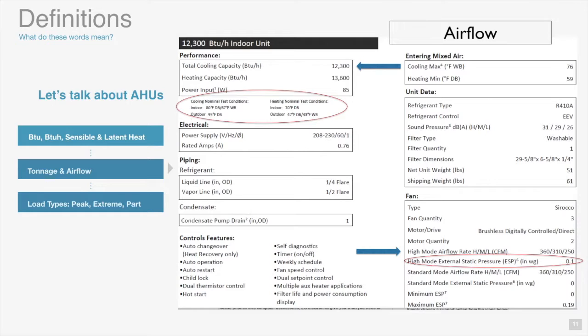Then maybe it'll be able to handle it. But a very low number like this basically means that the system's not going to be able to tolerate much ducting, and that you need to be careful with the duct design.